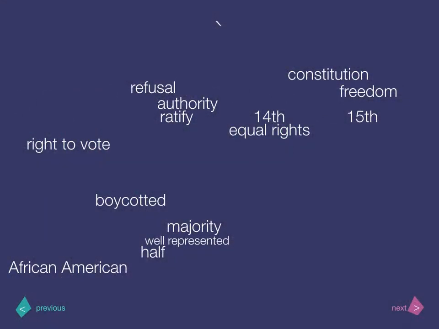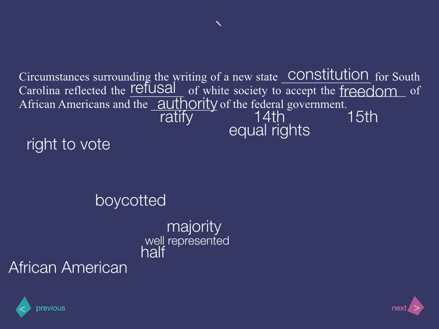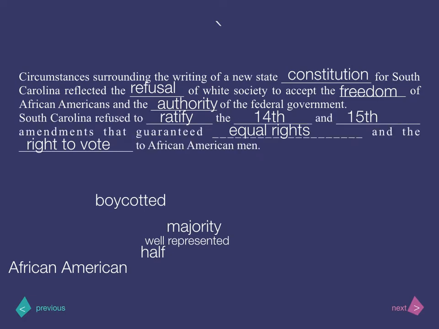The new state constitution. Circumstances surrounding the writing of a new state constitution for South Carolina reflected the refusal of white society to accept the freedom of African Americans and the authority of the federal government. South Carolina refused to ratify the 14th and 15th Amendments that guaranteed equal rights and the right to vote to African American men.